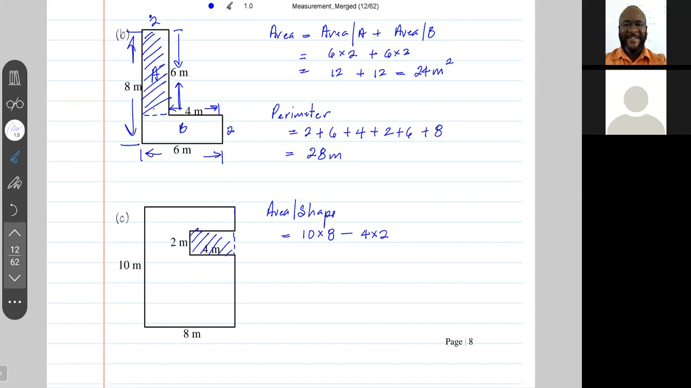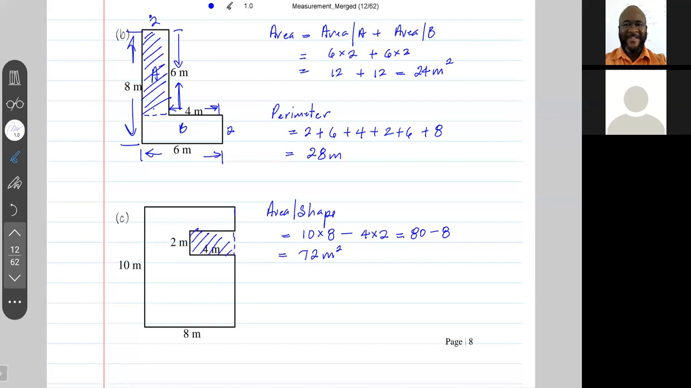The area of the entire rectangle would be 10 by 8, including that shaded section. So if I want to get the area of that unshaded section, I have to take out the area of the shaded section out of the area of the entire rectangle. So this would be 80 minus 8. The area of this shape is 72, and this is meters square. So that is area. All right, hold your questions until when I'm finished.